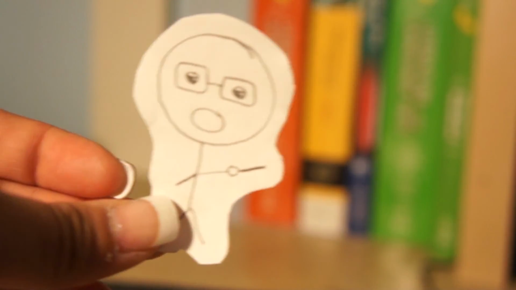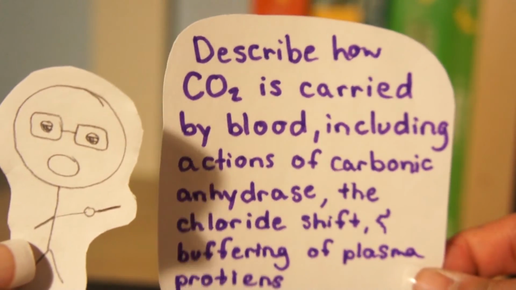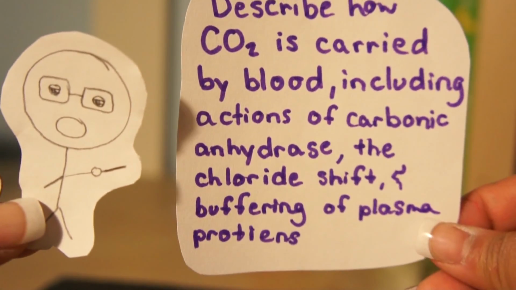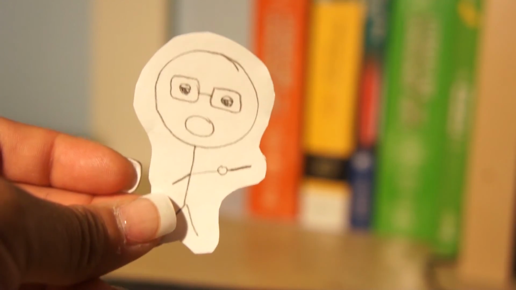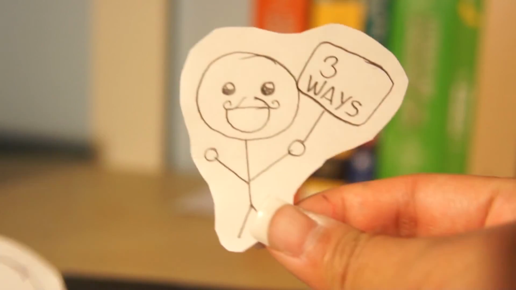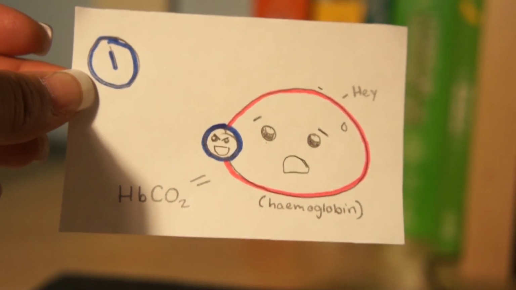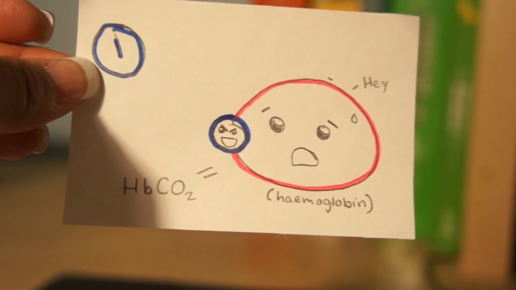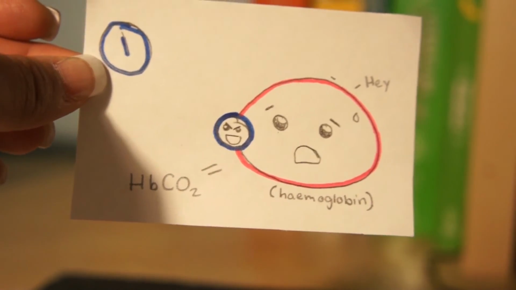H.6.3. In H.6.3, we will describe how CO2 is carried by blood, including actions of carbonic anhydrase, the chloride shift, and the buffering of plasma proteins. Carbon dioxide can be transported from tissues to the lungs in 3 ways. To begin with, some is bound to hemoglobin to form carbaminohemoglobin, which is one way it exists in the blood. Binding to CO2 lowers hemoglobin's affinity for O2, however.